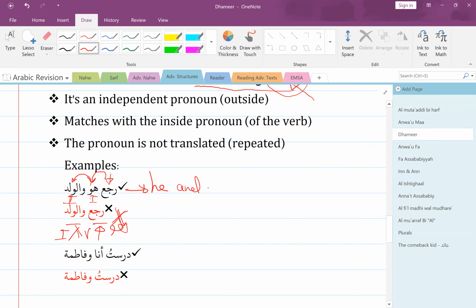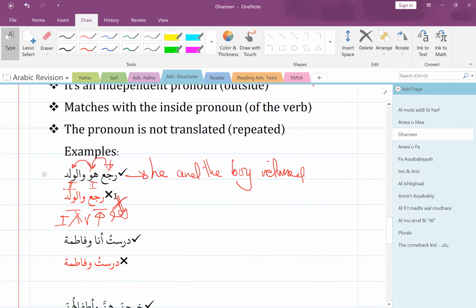So the correct translation would be: he and the boy returned. So we don't repeat it. We don't say he returned, him and the boy. We don't do all that kind of gymnastics. You just make it clear, he and the boy returned, because that's the intended meaning.